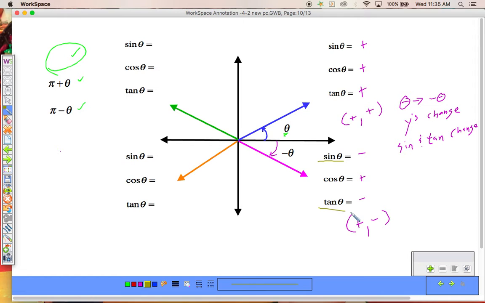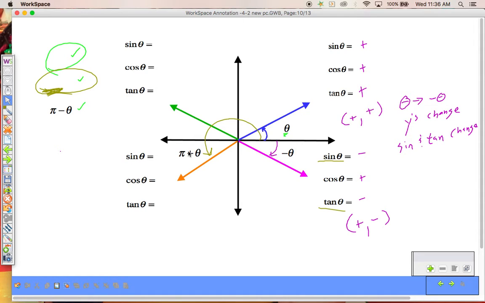Let's try another one. Let's go with pi plus theta. Okay, if I have some angle theta and I add pi to it, pi is half a rotation, so this, all the way to here, is going to be pi plus theta.